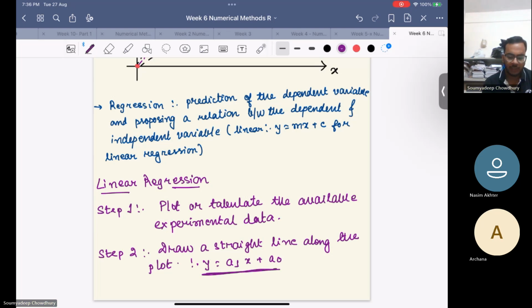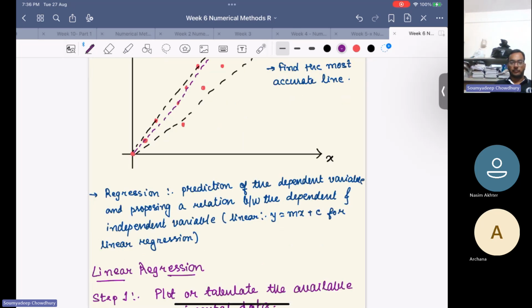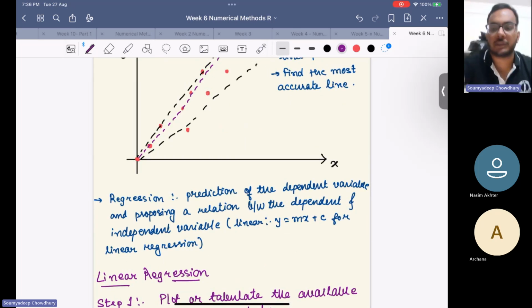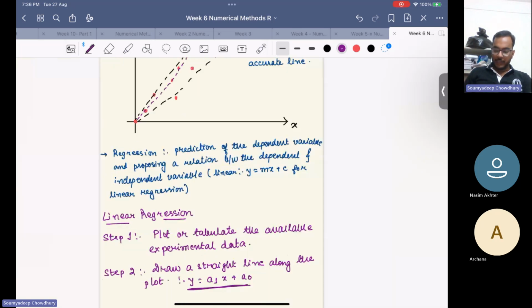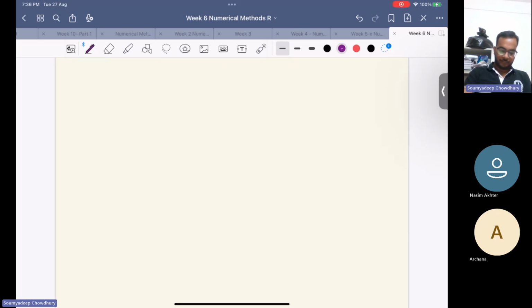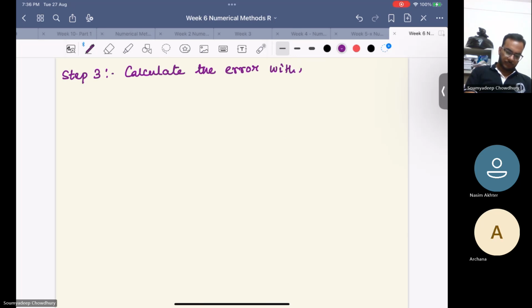Now you might ask which straight line I will draw. There are multiple straight lines possible, right? So the question obviously arises, which straight line shall I draw? For that, we have to follow the next step. What is the third step? You have to calculate the error with respect to the line.